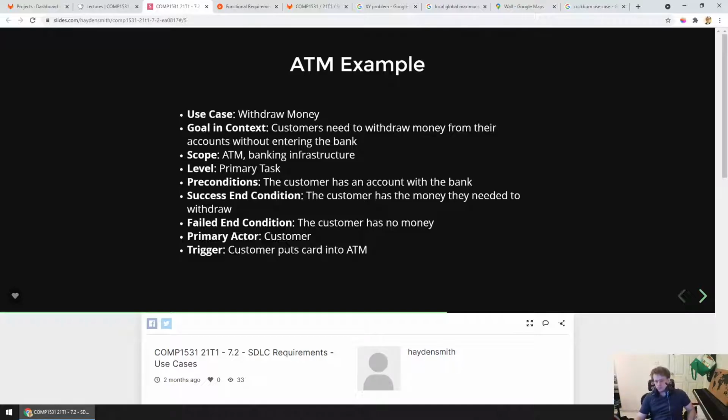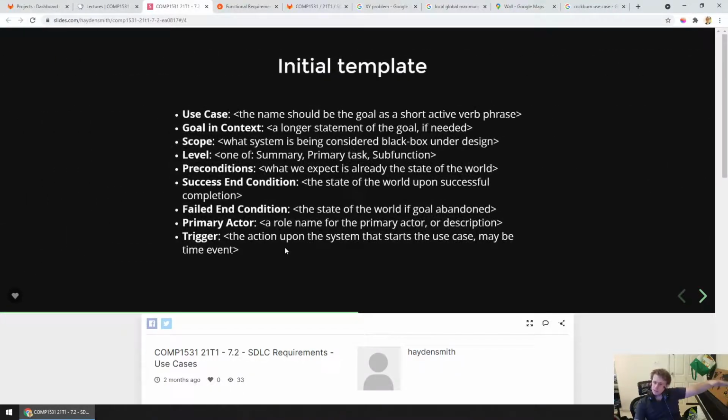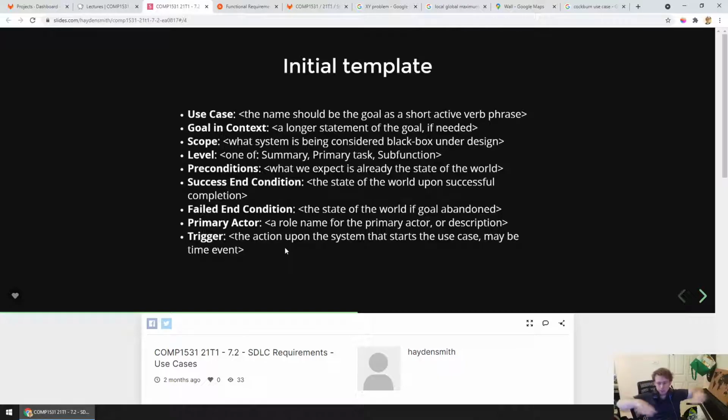It's a successful interaction if the customer has the money they needed to withdraw, and it's a failure if the customer has no money, etc. You can write these down, but this is more trying to describe the use case broadly. If you were doing it in a text form, this just describes the setting. It doesn't really describe the actual motions of going through it.